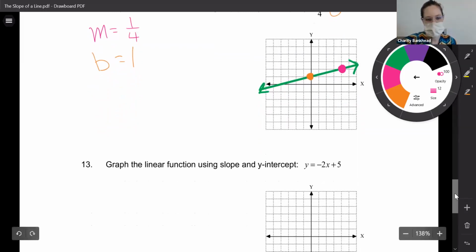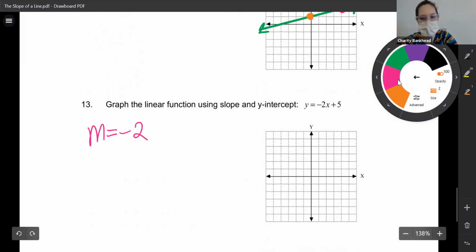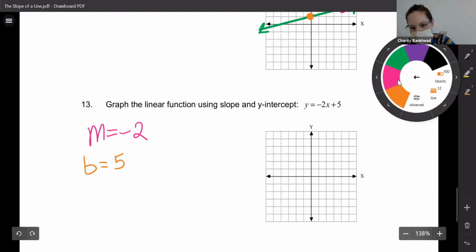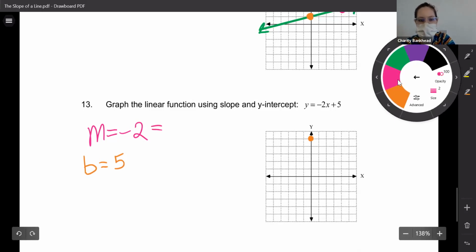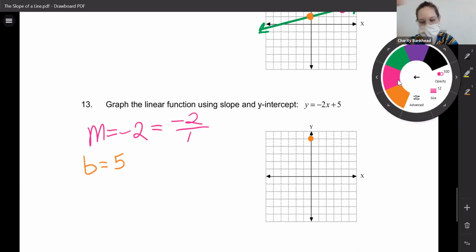Number 13, graph the linear function using slope and y-intercept. All right, so we can see that m is -2. That's the slope, and then the y-intercept, b, is 5. So I'll go ahead and plot the y-intercept first. And then the slope is -2, which is the same thing as -2/1. So from the point that I already plotted, I just need to go down 2 and over 1.